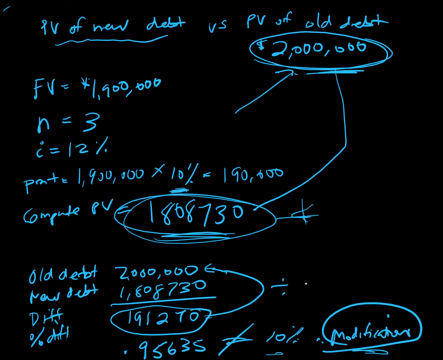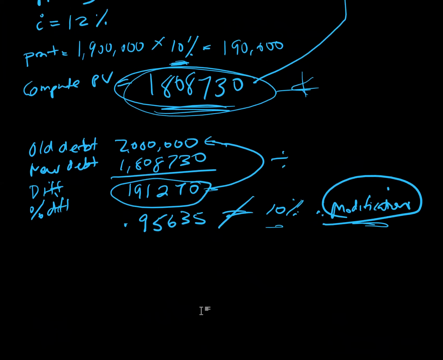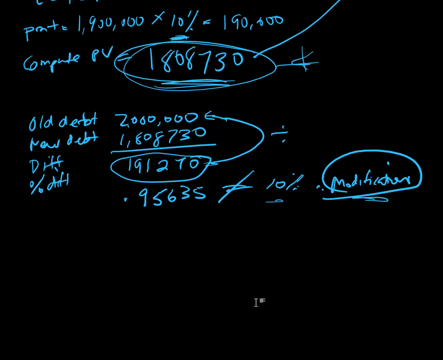So the debt has decreased by this amount here, the 191,270. Right now in our statement of financial position, we have a $2 million debt, but that's no longer the present value of this debt with the new terms. The present value is now 1,808,730.